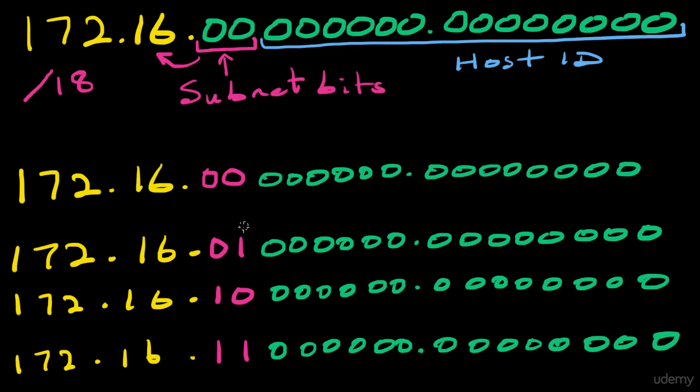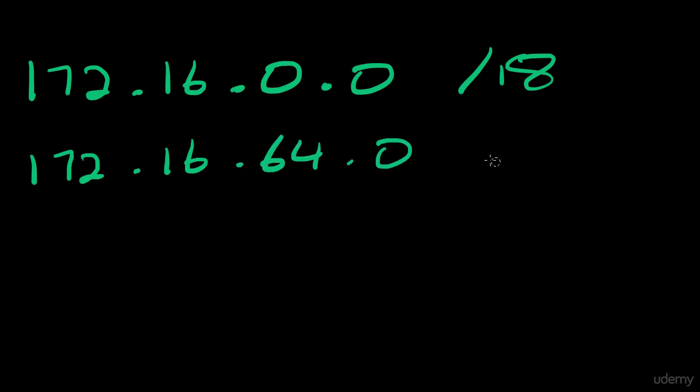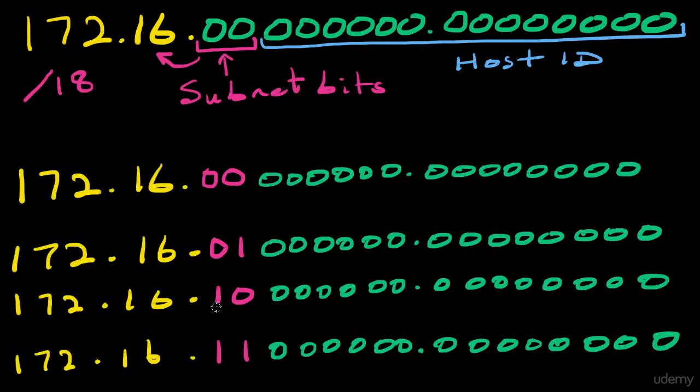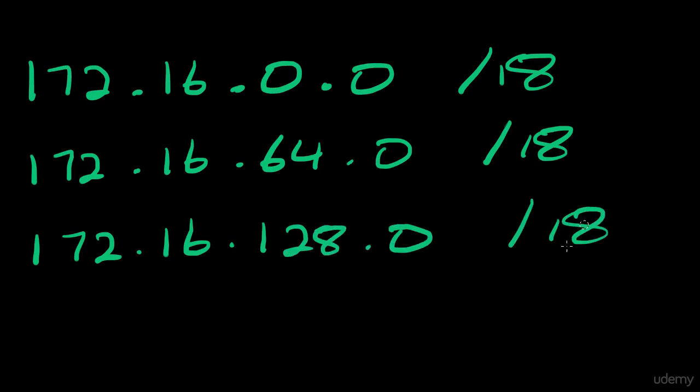The column value of the 1 is 64. So the next subnet is 172.16.64.0/18. The next combination is 10. The column value of this one is 128. So 172.16.128.0/18 is my next subnet.